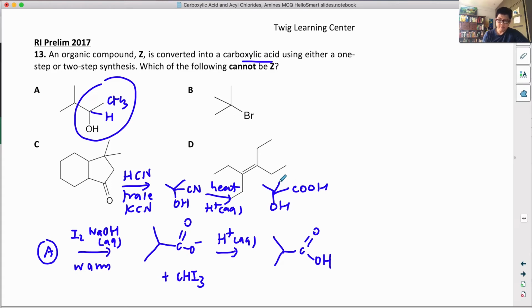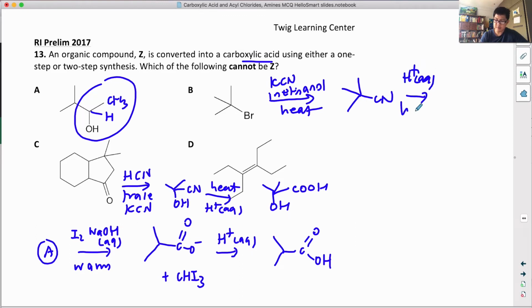How about B? B is the same thing. In fact, I can add KCN in ethanol and heat. So this is what you get. It becomes CN, and then of course again you add any strong acid and heat. So the CN becomes COOH. So the only answer that will not give you a carboxylic acid is actually D.